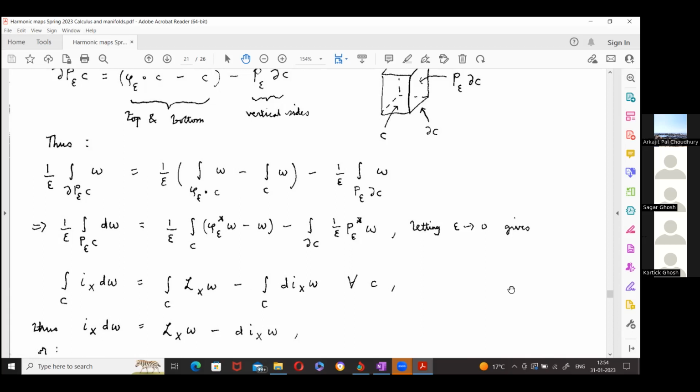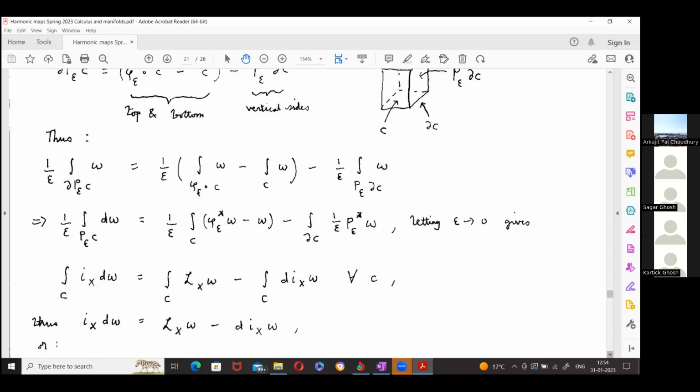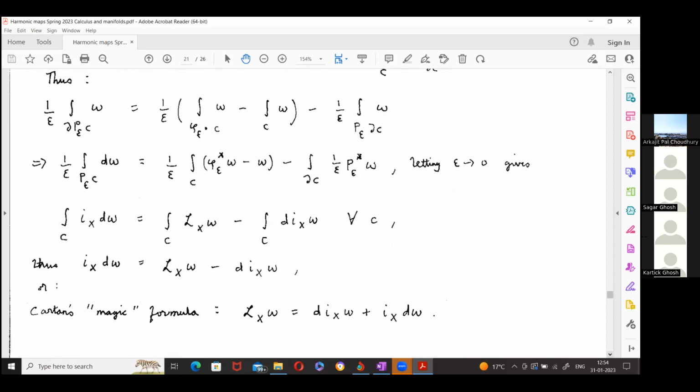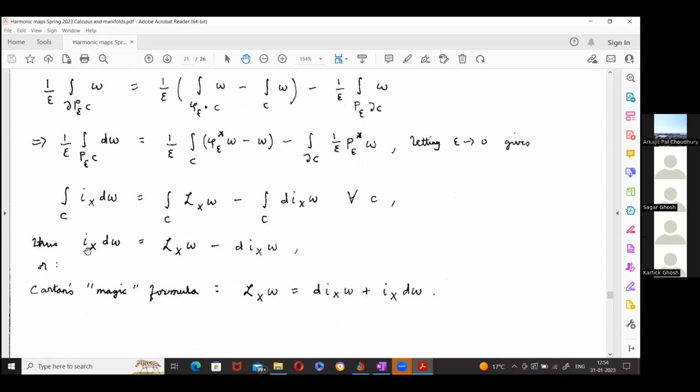equal, right? Therefore, we get what is Cartan's formula, that Ix d omega has to equal Lx omega minus d of Ix omega. Or in other words, if we rewrite this, then we get what is called Cartan's magic formula, that the Lie derivative Lx omega is d of Ix omega plus Ix of d omega. Okay.